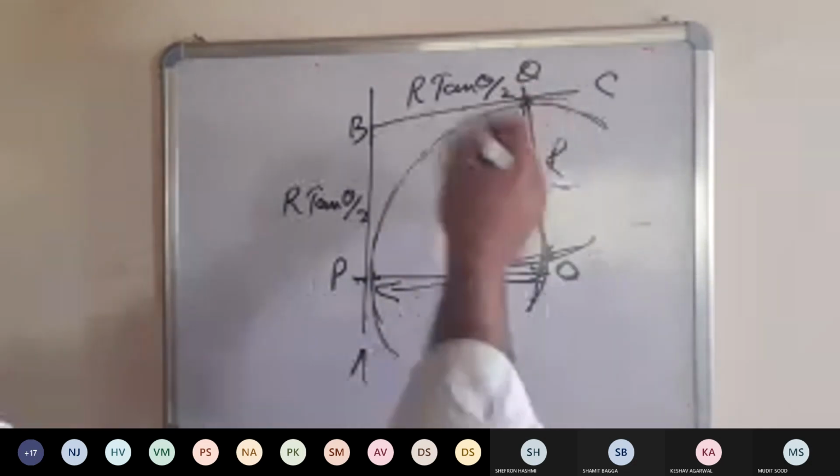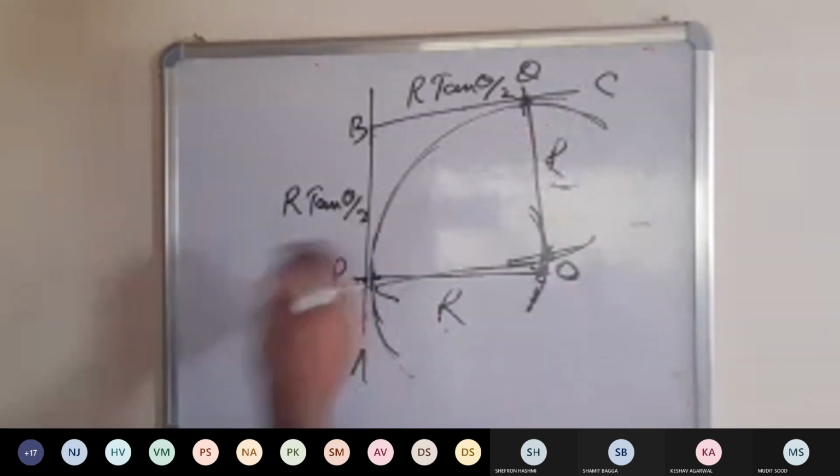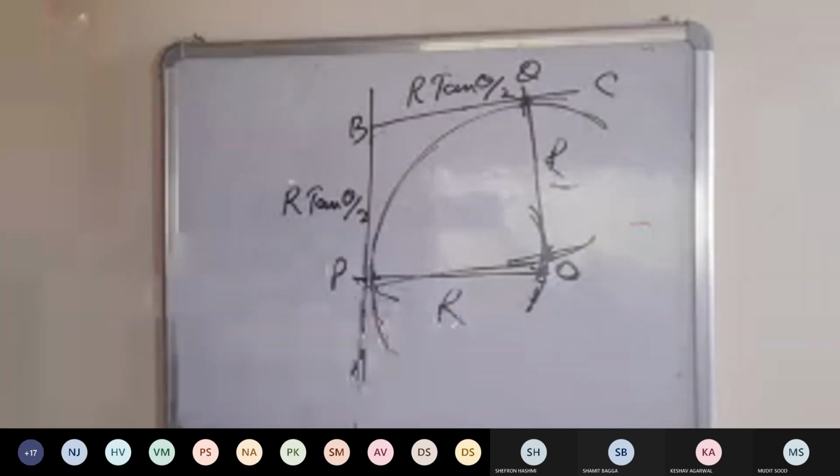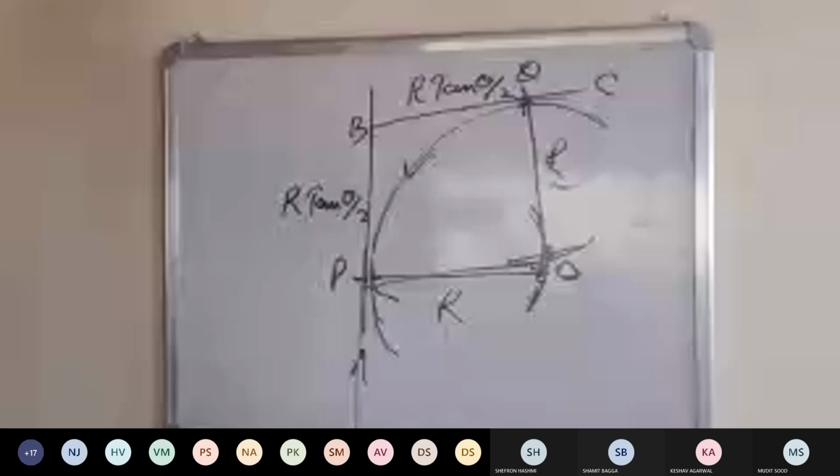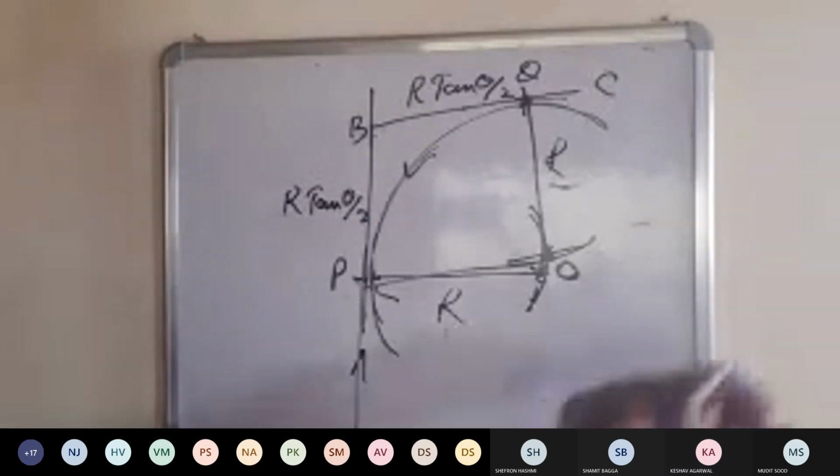So, we have the plan ready. We have made the initial course. We have made the arc of a circle for turning the vessel, and we have the plan ready. Are we good? Yes, sir. So, the planning part is done.